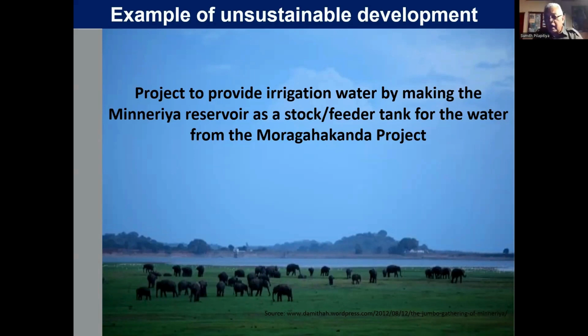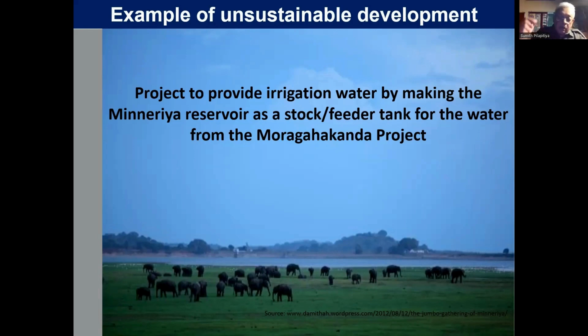The EIA for Moragahakanda did not have any additional water released to Minneria other than the normal water flow that was coming into Minneria prior to the Moragahakanda project. The EIA was done on that. But subsequently, due to political priorities, the focus was diverted a little, so that water should be filled into Minneria so that there can be more agriculture in Polonnaruwa district.